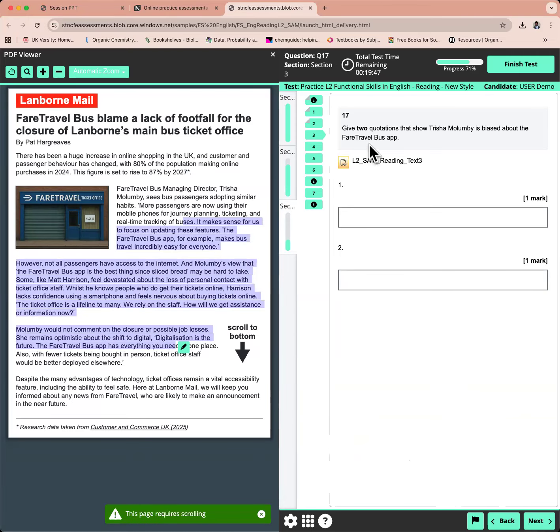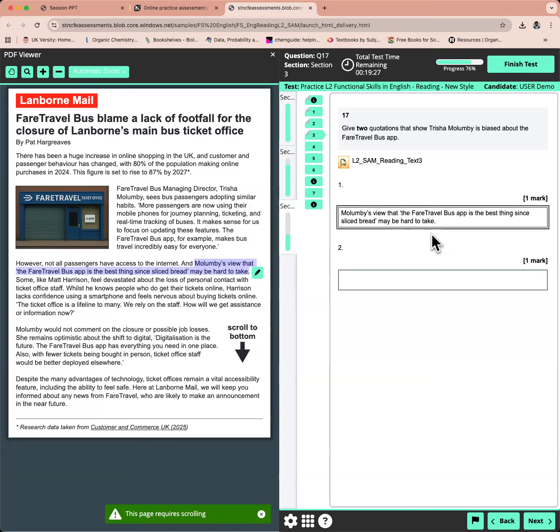And similarly, what you would do is go through all these questions. At the end of it, it says: give two quotations which show Trishna Molumbi is biased about the bus fare app. So first thing we need to look at is where she's saying it. Molumbi's view is that the bus fare app is the best thing, though this is hard to take. So this is an opinion. She's saying this is the best thing which has ever happened and everybody needs to try this. So this is an opinion, and she's talking too positively about the bus fare app.